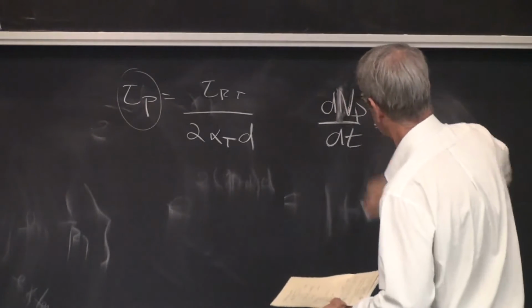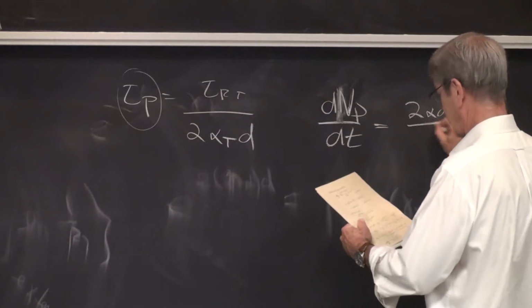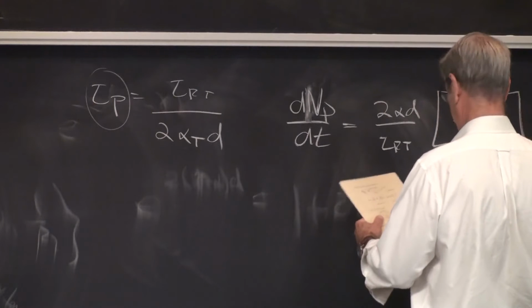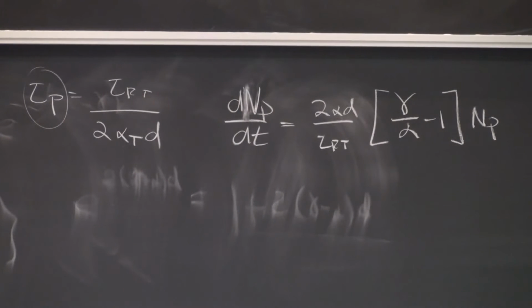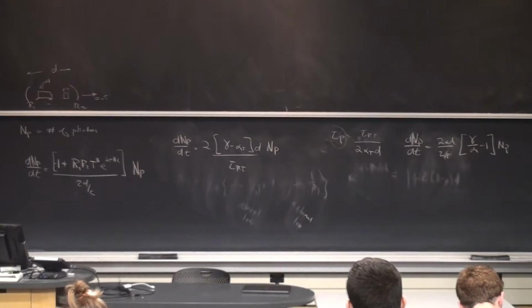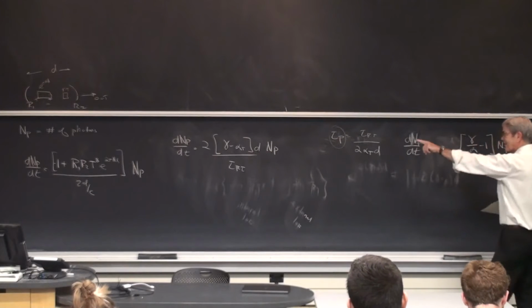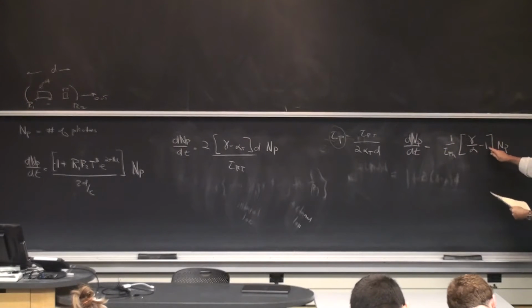becomes 2 alpha d over tau round trip, gamma over alpha minus 1, times N_p. I do some magic here. Oh, this should be tau photon. If we make that substitution, you plug that into that, and you get 1 over tau photon times gamma over alpha minus 1 times the number of photons.